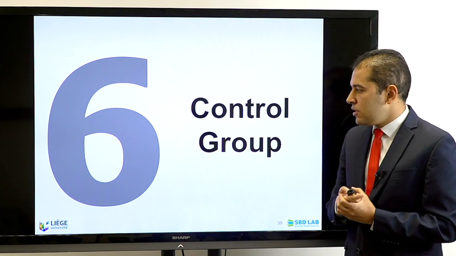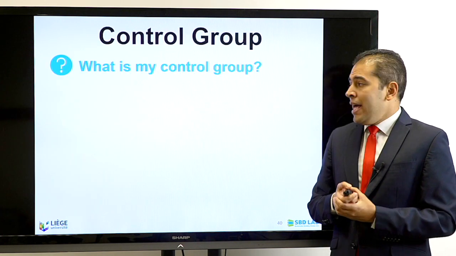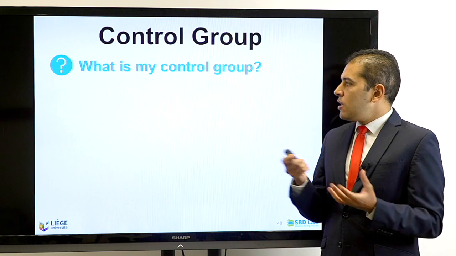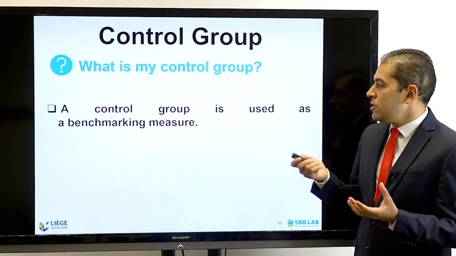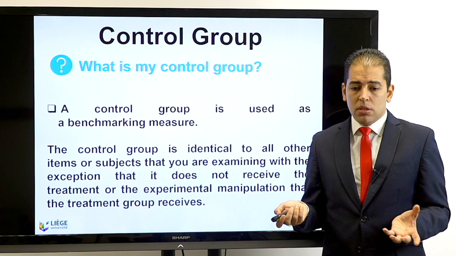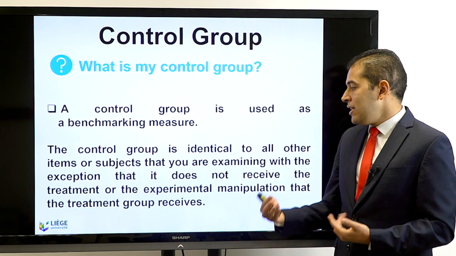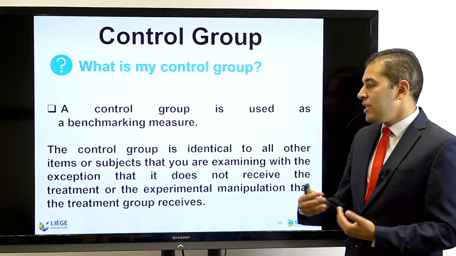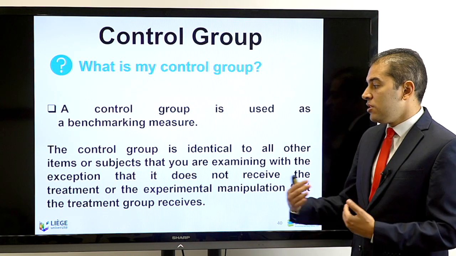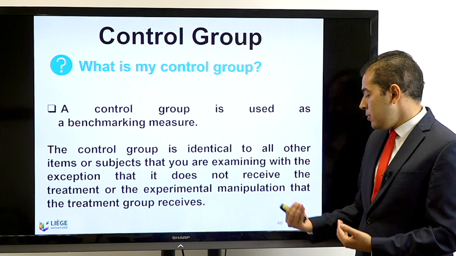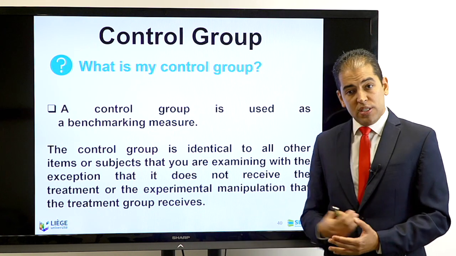And this brings me to the control group, which is one of the final concepts in today's presentation. What is a control group and why do you use them? Well, what is a control group? Simply, a control group is used as a benchmarking measure, and the control group is identical to all other items or subjects that you are examining, with the exception that it does not receive the treatment or the experimental manipulation that the treatment group receives.